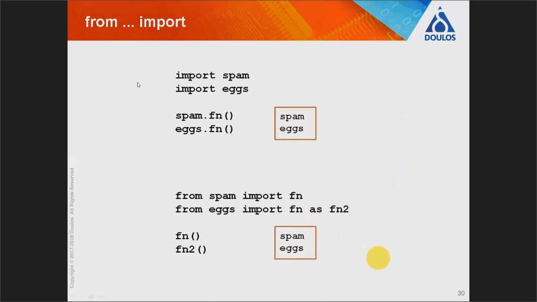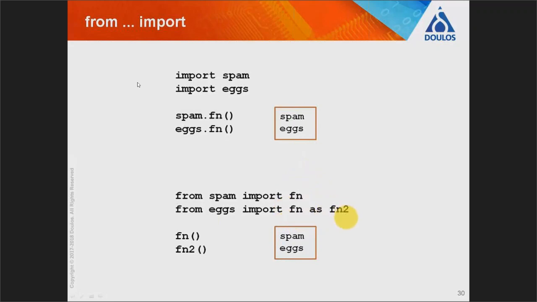There's a variation on the import statement that allows you to import specific definitions from existing modules so that we don't need to prefix those definitions with the module name. So if we say from spam import fn, that allows us to call the function fn directly rather than writing spam.fn. Of course, if we were to use this trick to import multiple functions from multiple modules where the names happen to clash, we wouldn't be able to call them unambiguously.